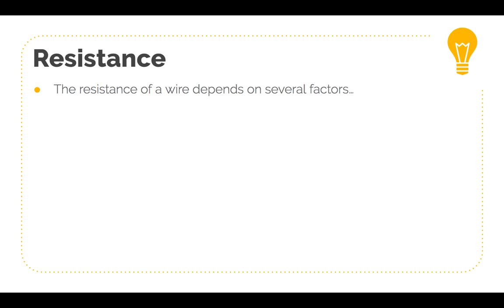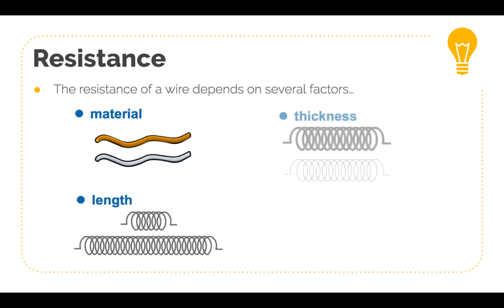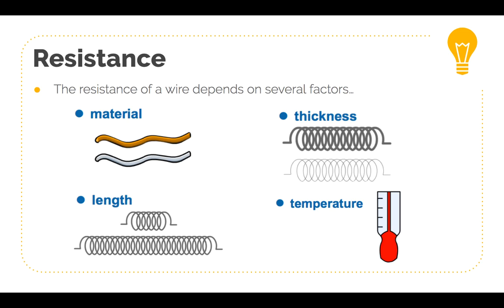Resistance of a wire depends on several factors. The first one is the material itself. There are certain metals that are better conductors than others. Like we said, copper is probably the most common. The length of that wire: longer wires have greater resistance, shorter wires have less resistance. There's less material that the electrons have to flow through. Thickness of wires, and then also the temperature of a wire will affect resistance.